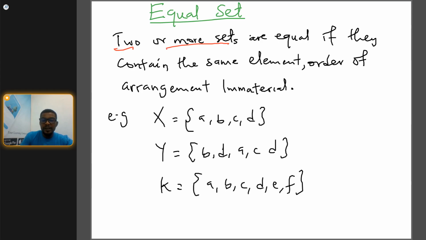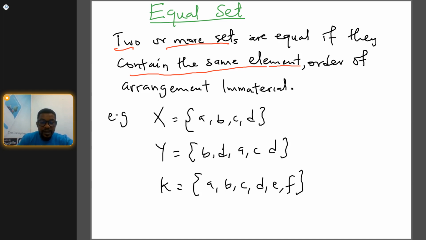Two or more sets are said to be equal if they contain the same elements. Take note of the word same elements. If they contain the same elements, it is said to be an equal set. And the order of arrangement is immaterial. That is, we do not consider the order of arrangements. The arrangement can be mixed up, but so far they contain the same elements, then it's said to be an equal set.